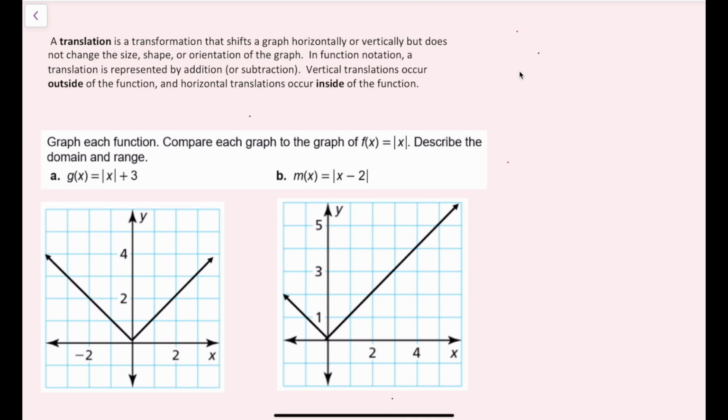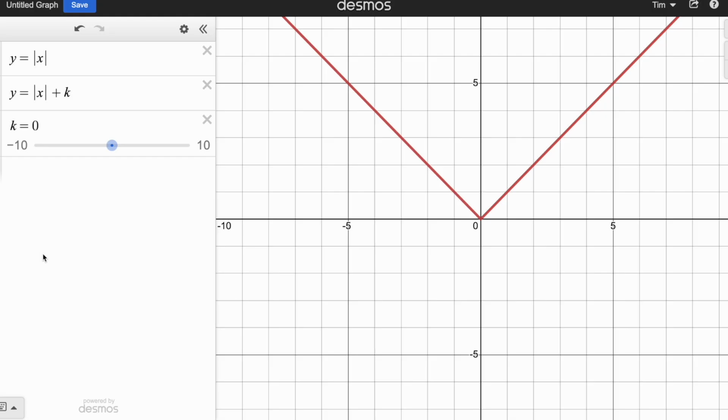So before we get to doing this example, I'm just going to show you a quick example of translations on Desmos. So I'm on desmos.com right now, the graphing calculator, and this is our parent function, y equals the absolute value of x. Now I'm going to turn on this function. This is a slider, so k right now is equal to 0. So if I turn this on, it's going to be the exact same function.